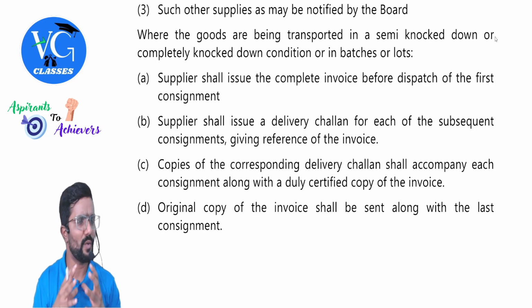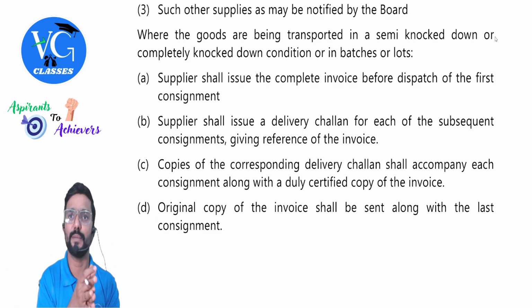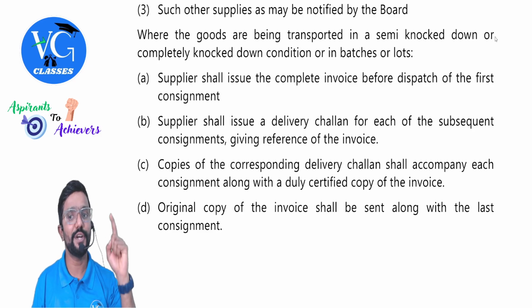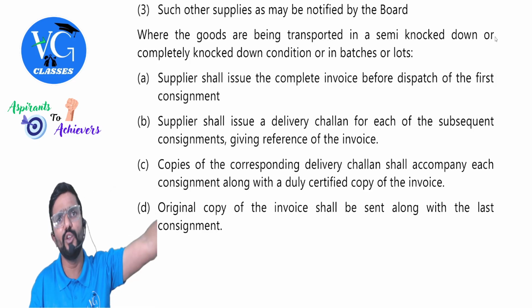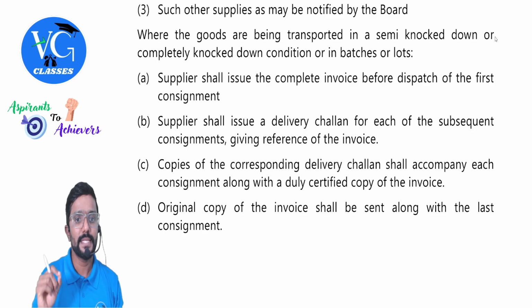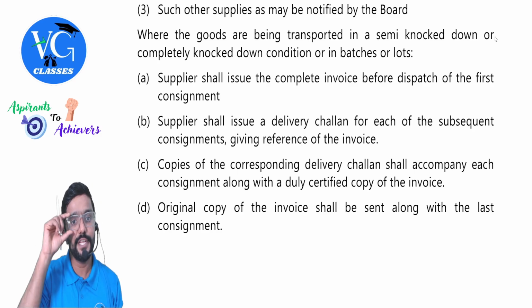Next, where the goods are being transported in a semi-knockdown or completely knockdown condition or in batches or lots. I told you what this means: when goods are sent in parts, once you receive them, you will assemble them. The supplier shall issue a complete invoice before dispatch of the first consignment. You have to give the invoice for the full value. The supplier shall issue a delivery challan for each of the subsequent consignments, giving reference to the invoice.